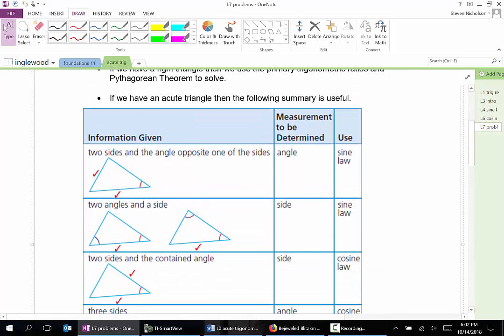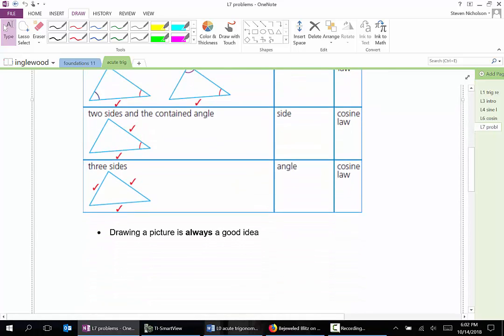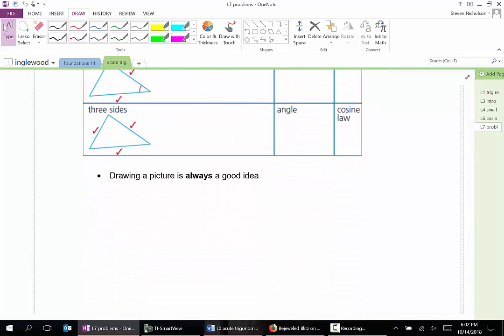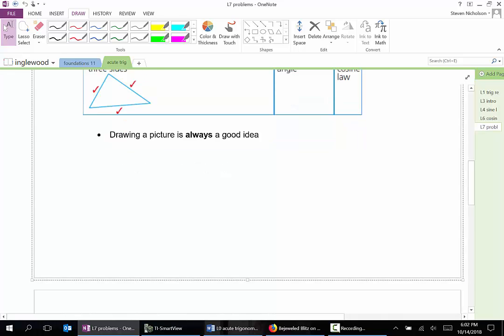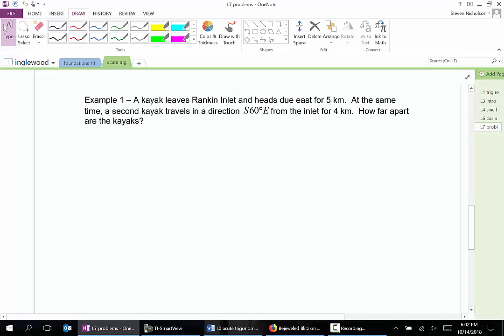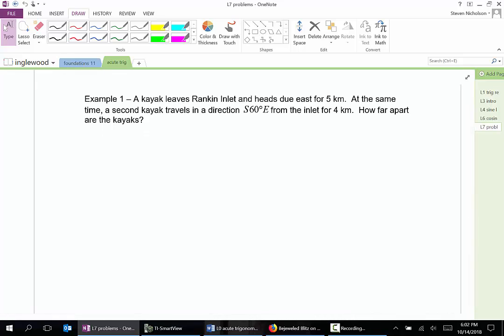So here's a table, and have a look through it. It reviews what we've done so far in this unit. And then on the very bottom, drawing a picture is always a good idea, and hopefully you've seen that in doing the homework assignments for this unit. So let's do two problems really quickly, and then I'll have you finish off the rest of the unit. So here's the first one.